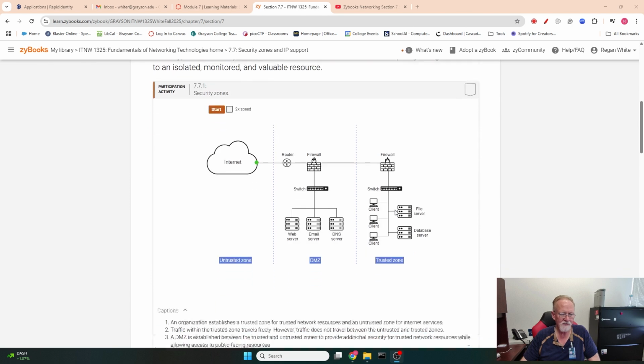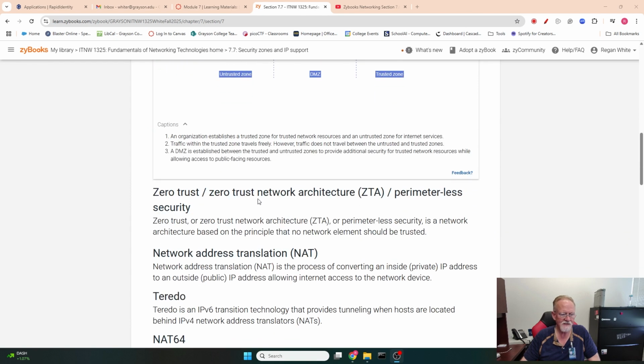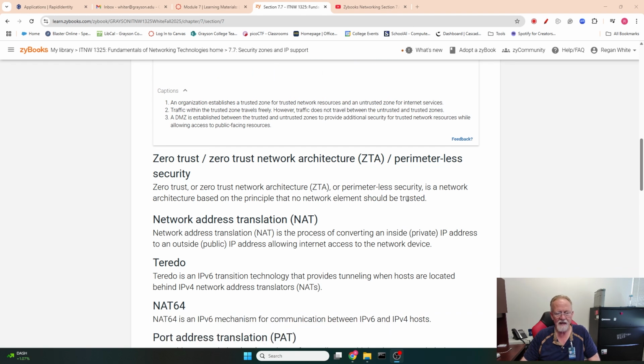Don't forget participation activities, zero trust. A zero trust network architecture does not have a perimeter. It's a network architecture based on the principle that no element should be trusted, and essentially that's a very safe way to be. Everything should be authenticated. Everything should have to authenticate. Nothing should be trusted with open authentication.